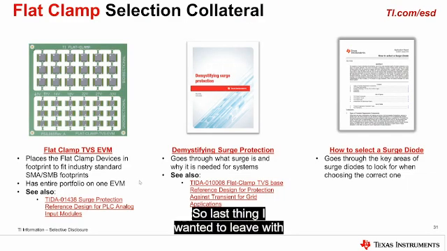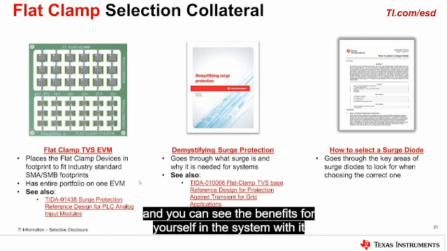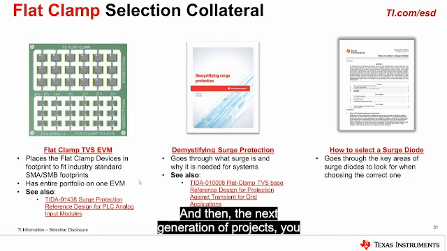So the last thing I wanted to leave with is the collateral that we have associated with it. We have this EVM, which puts our device in the industry standard SMA and SMB footprints, showing everyone that you can take this device, put it into your system where your TVS diode was, and test it out to see the benefits for yourself. And then in the next generation of projects, you can build a board around this device and get the space savings that are a big selling factor for this device.